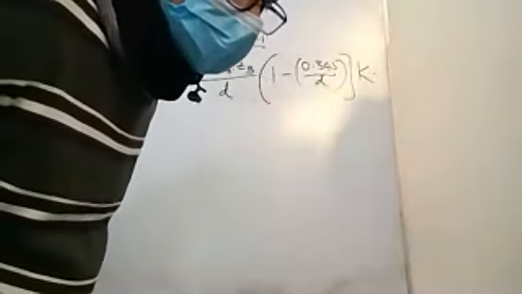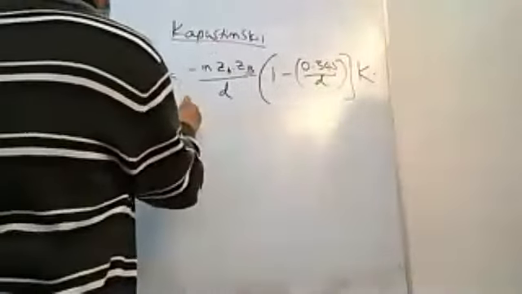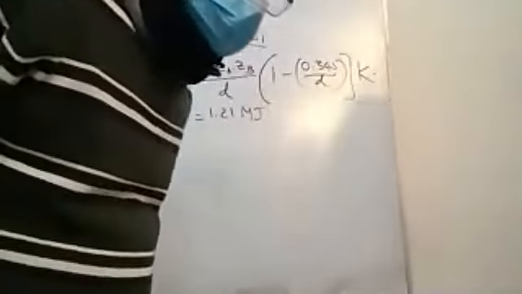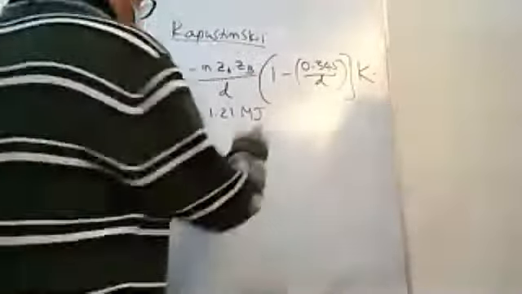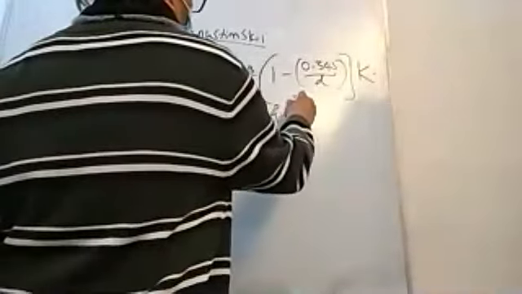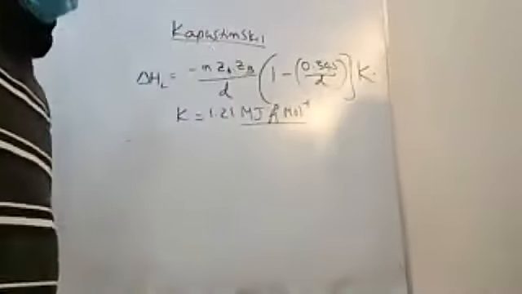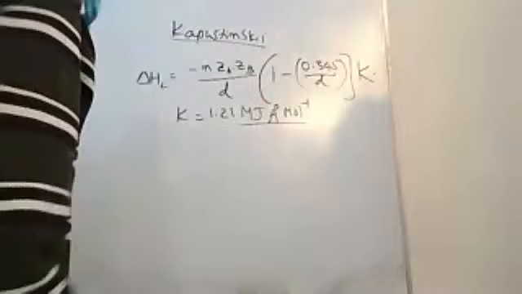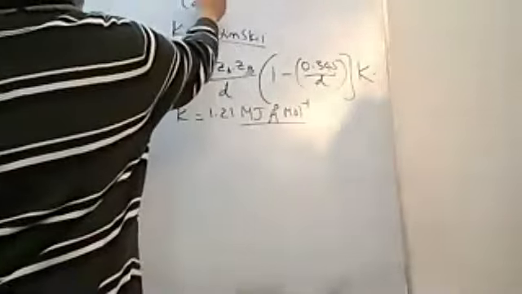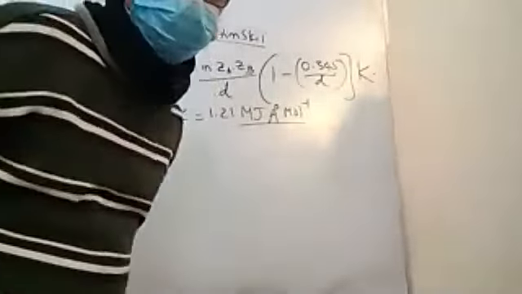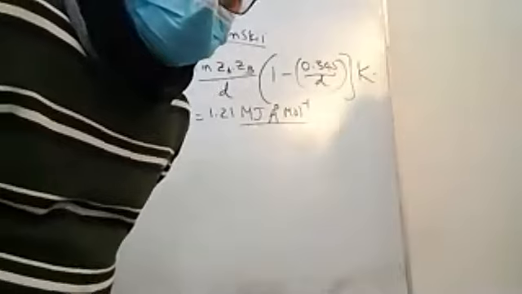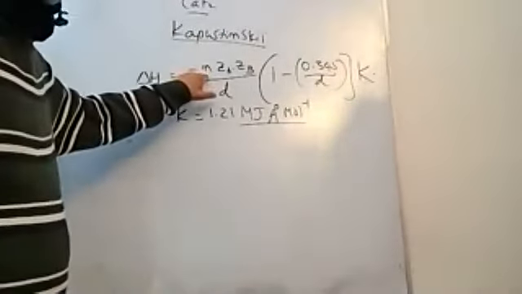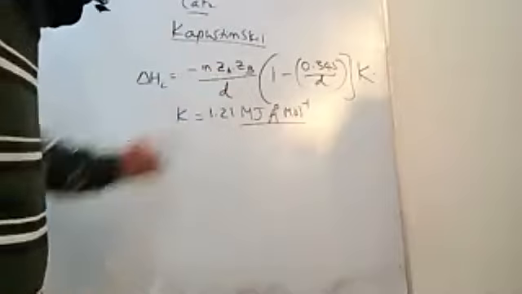That constant K is 1.21 megajoules per angstrom per mole. These are the units. So let's look at this equation. If you want to find the lattice energy of something like, let's say, calcium fluoride, very quickly, how do I do this? I can go back to this equation and plug in the relevant factors. So let's understand this equation here.